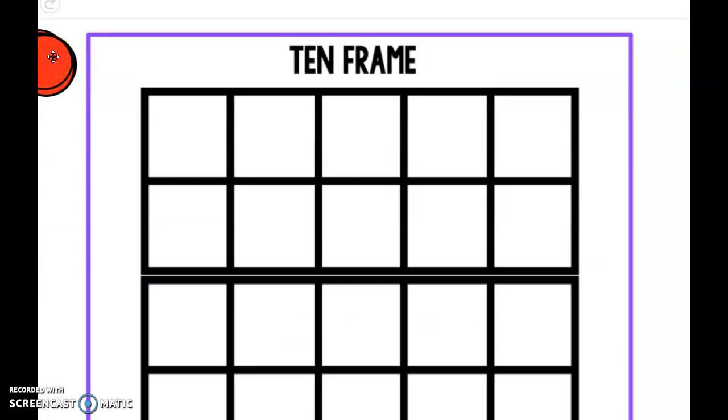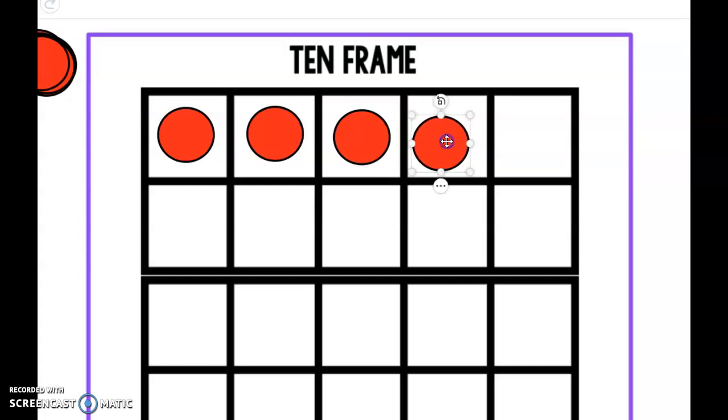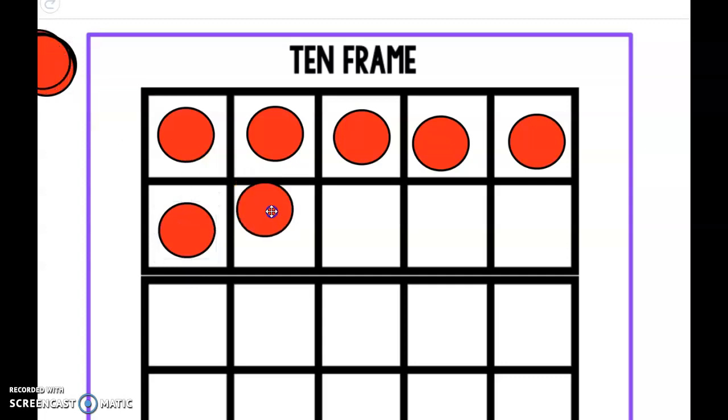Now, we need to count out 8. Don't let me do too many, and don't let me do too less. 8 and only 8. Count with me. 1, 2, 3, 4, 5, 6, 7, 8. Stop. I only want 8.